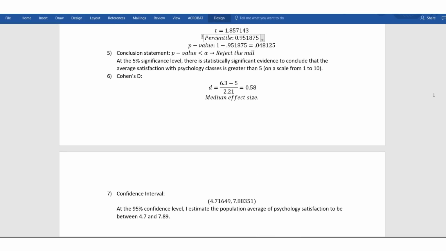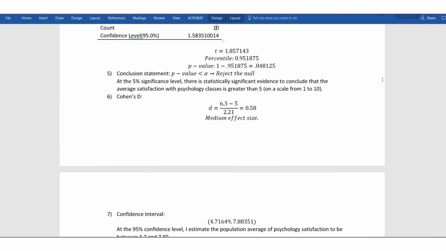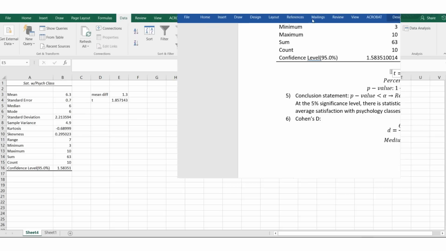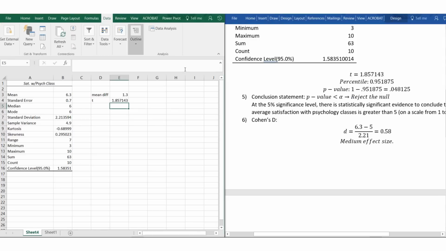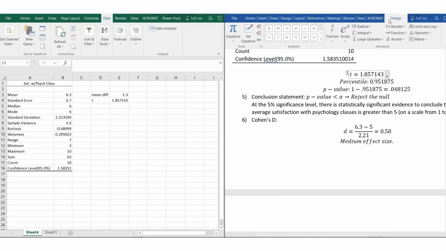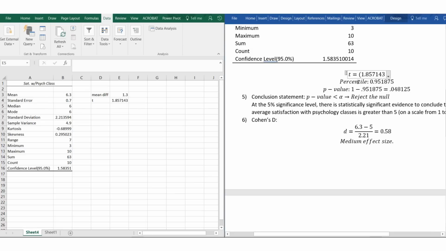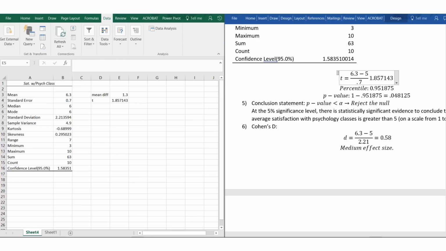And I want you to write out your answer. So let me put this over here. And this over here. So t equals, and what you can do is you can either go here and do this fraction thing, or what I like to do is just put the top in parentheses. So I want you to show your work how you get this t statistic. So (6.3 minus 5), and then close the parentheses, divided by 0.7. And that equals 1.857143.